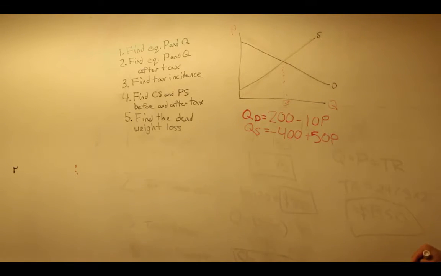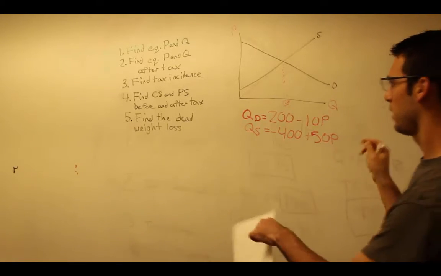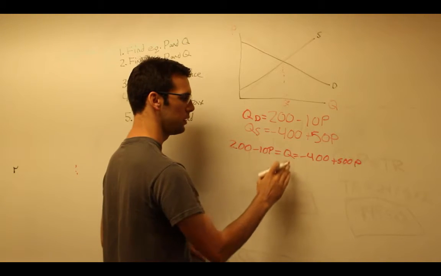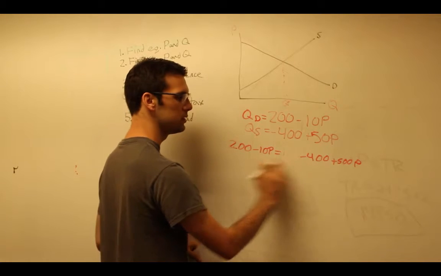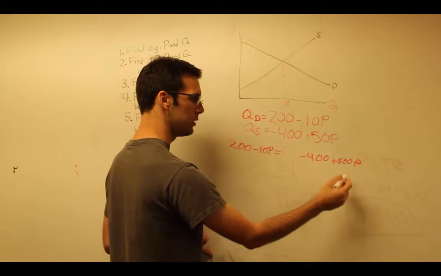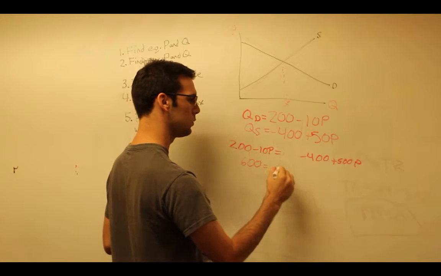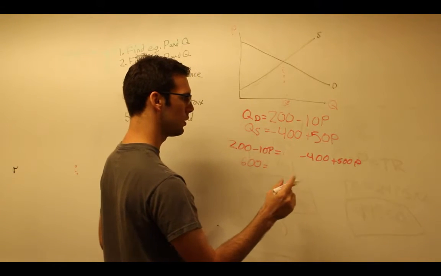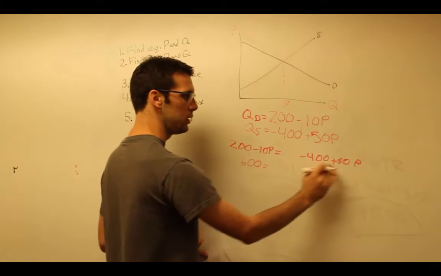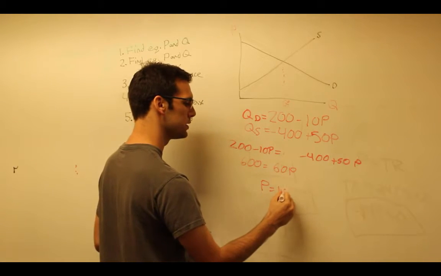And so what we can do is set them both equal to the same quantity, and therefore set these two formulas equal to each other. Then just ignoring this Q in the middle, we see that these two things are equal to each other. We can solve for the price that makes that happen. So we'd add 10p and add 400. So we end up with 600 equals, it's not 500p, it's 50p. So 600 equals 60p, and that gives us that p equals 10.